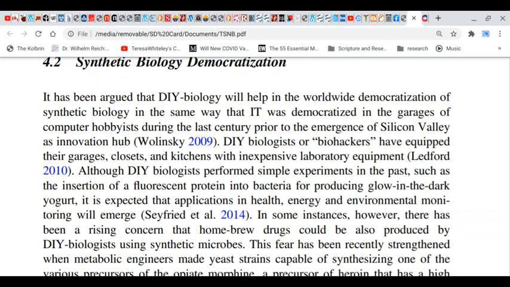It has been argued that do-it-yourself biology will help in the worldwide democratization of synthetic biology in the same way that IT was democratized in the garages of computer hobbyists during the last century prior to the emergence of Silicon Valley as an innovation hub.